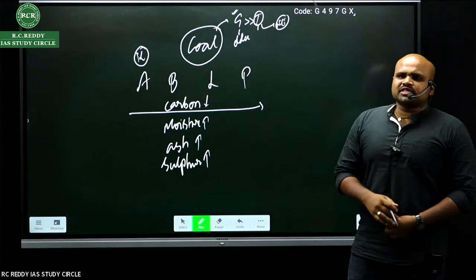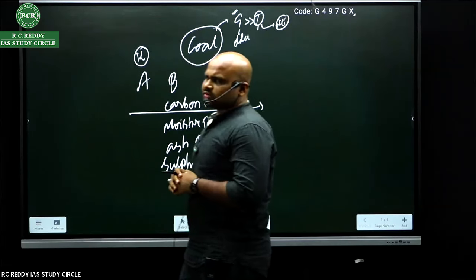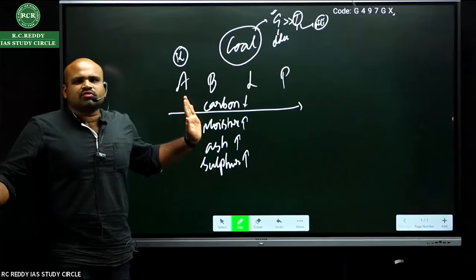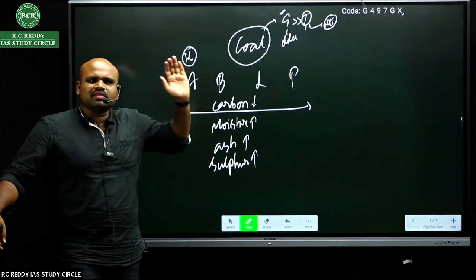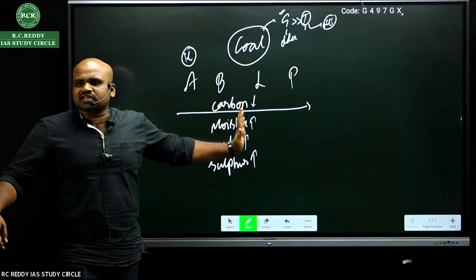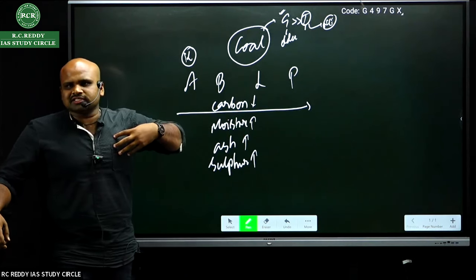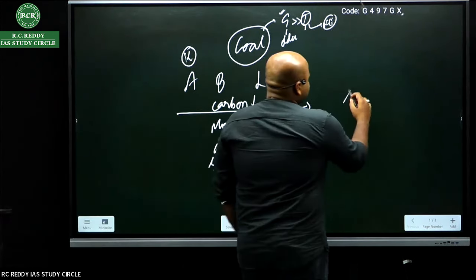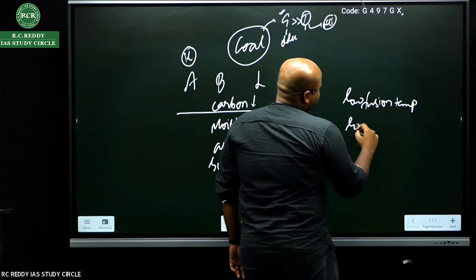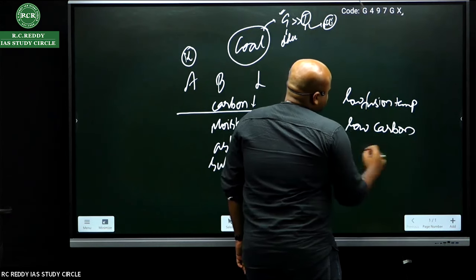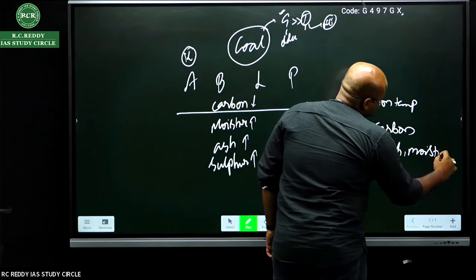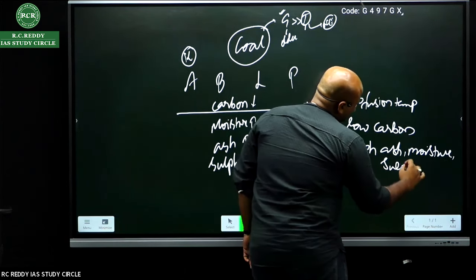So when I look at the specific characteristic features in the context of Indian coal, I see that the quality of the coal would vary depending upon the amount of carbon that is present, and also the amount of moisture content as well as the ash content which is existing. Now, when I have to characterize Indian coal, I would characterize it with low fusion temperature, low carbon content, high ash content, high moisture content, and not only high ash and high moisture, but also high sulfur content.